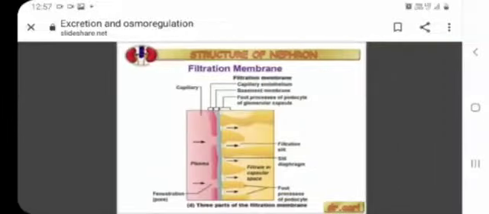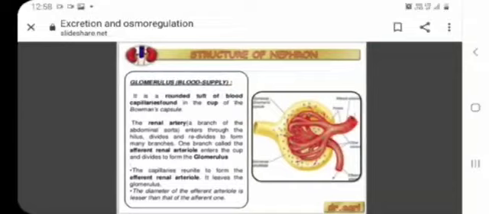This is a schematic diagram showing the capillaries and the Bowman capsule, the fenestration or the pores, the foot process of podocyte, the filtration slit, glomerulus. We know that is the rounded tuft of blood capillaries found in the cup of Bowman's capsule.